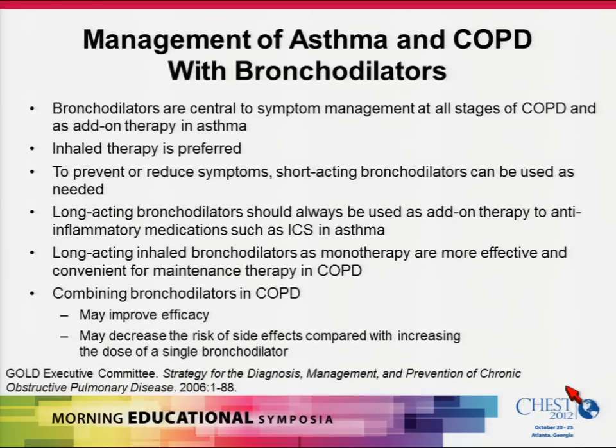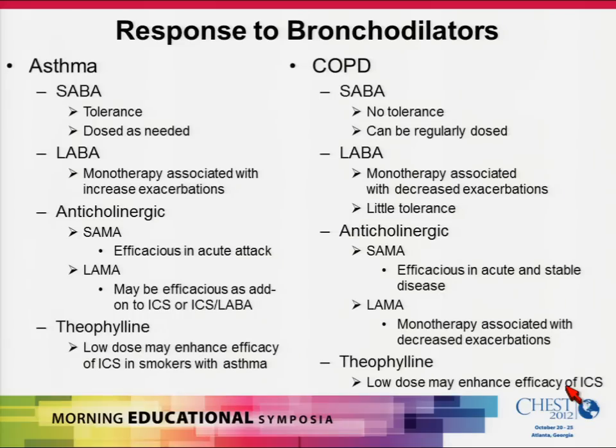Certainly, bronchodilators remain important in both these diseases. The use of bronchodilators, however, is different in that short-acting beta agonists should be used when needed in asthma, while they can be used on a regular basis in COPD. On the other hand, all guidelines suggest long-acting bronchodilators for maintenance treatment of asthma and COPD. The major difference, however, is that long-acting bronchodilators are add-on therapy in asthma, while they can be used as standalone in COPD with no major adverse effects. Combining bronchodilators that work through different mechanisms, certainly in COPD, may improve efficacy and decrease the risk of side effects compared to increasing the dose of a single bronchodilator. When you look at response to bronchodilators in asthma and COPD, there are some differences, and certainly we can't explain all these differences.